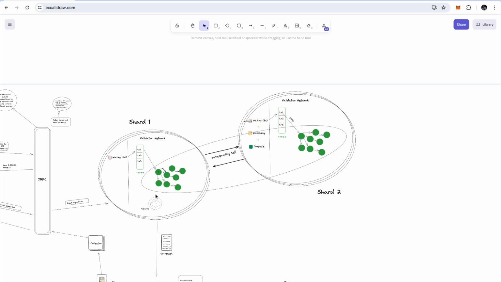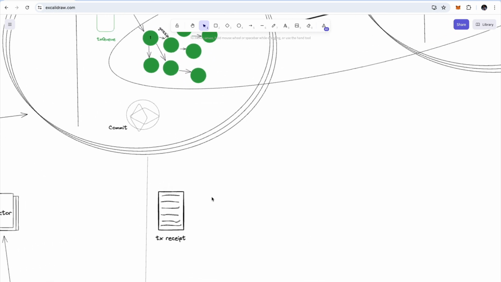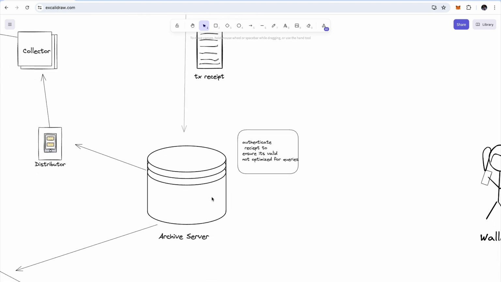However, when the transaction is done, all the nodes in both shards get updated with the current state of the accounts that are involved. And when everything goes well, we come back to the transaction receipt being generated and sent down to the archive server, right? The archive server will authenticate the receipt to validate that it is accurate, and then store it in an internal database that we call the archive DB.